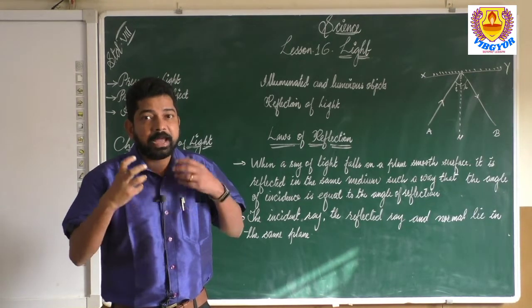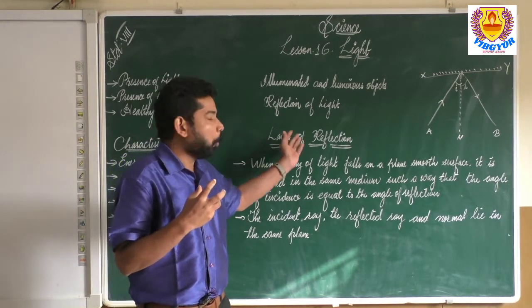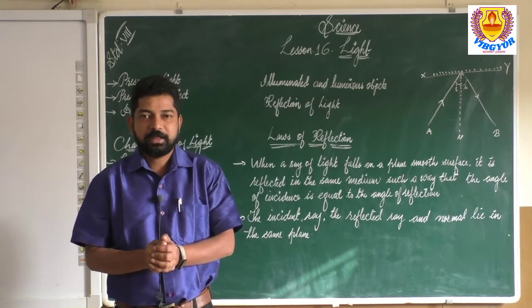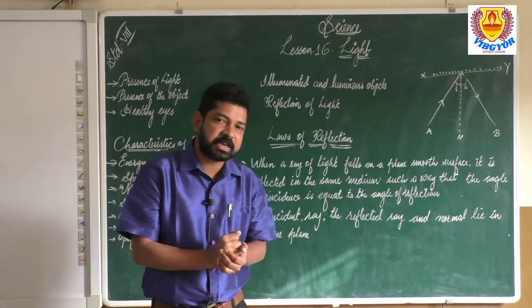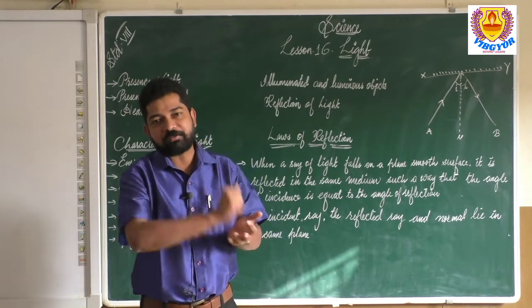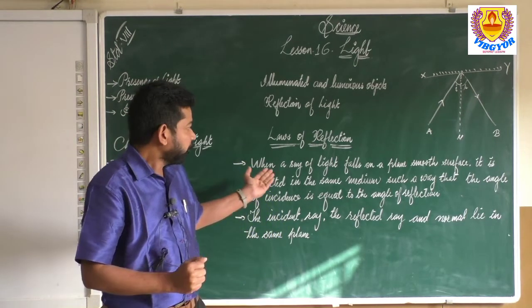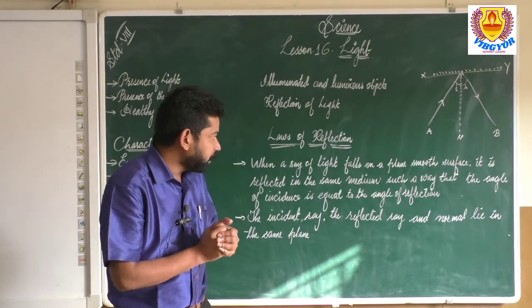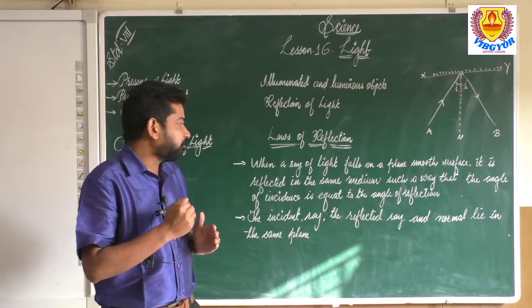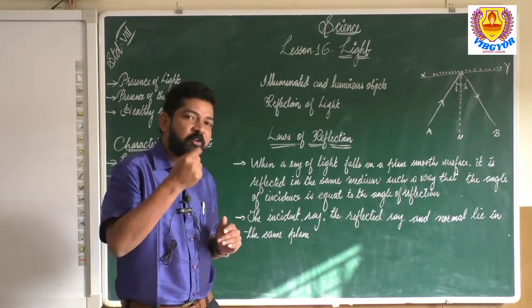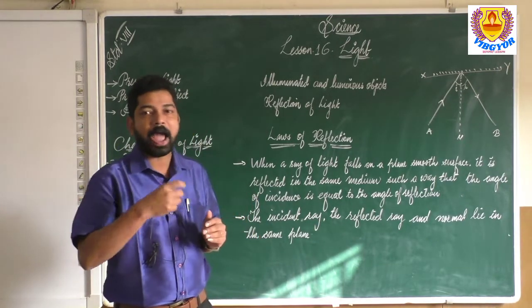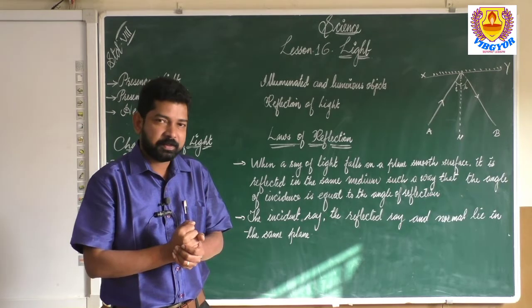Now it is time to study the laws of reflection. There are two laws of reflection. How many laws of reflection are there? There are two laws of reflection. Let us see what they are. When a ray of light falls on a plain smooth surface, it is reflected in the same medium in such a way that the angle of incidence is equal to the angle of reflection.